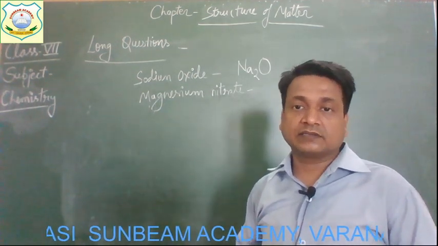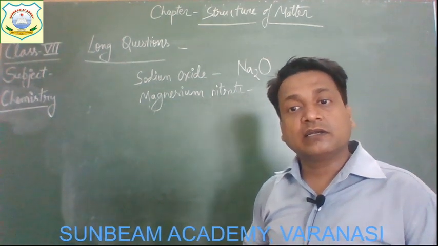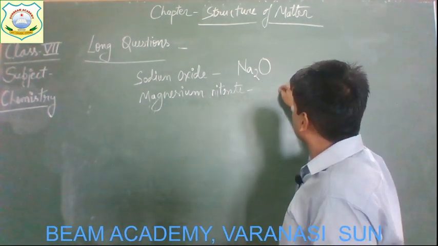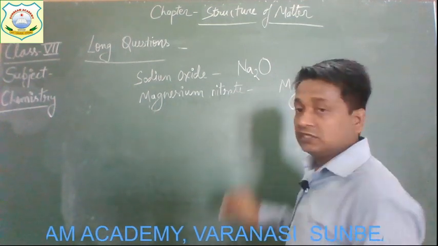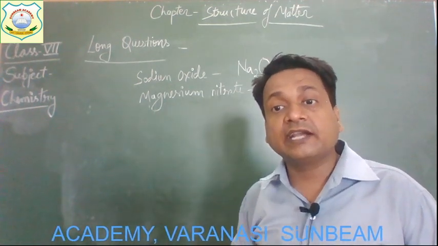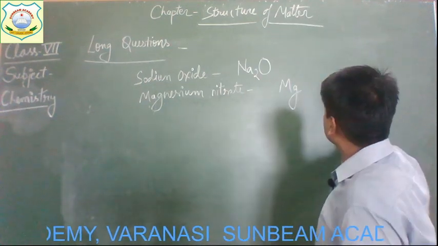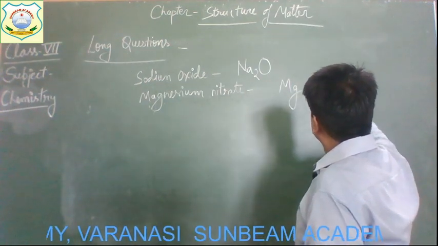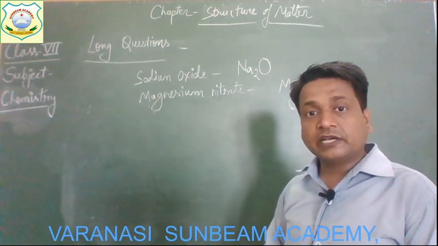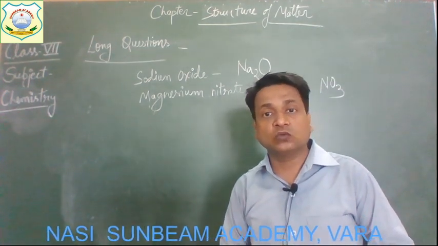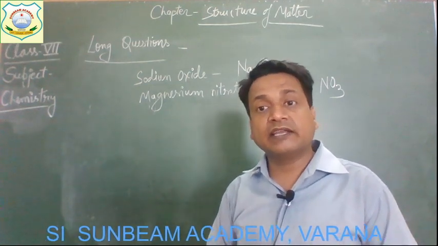Magnesium nitrate. Okay, the symbol of magnesium is Mg, and the nitrate is a group, is it? And the formula of nitrate is NO3. Okay, children, and as you have learned, the valency of magnesium is 2 and the valency of nitrate is 1.